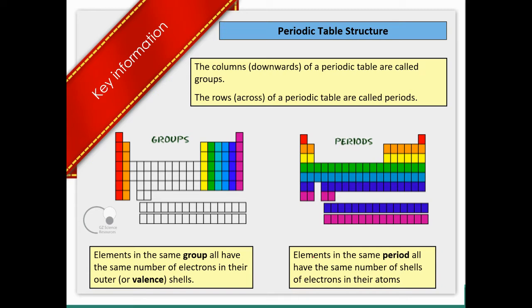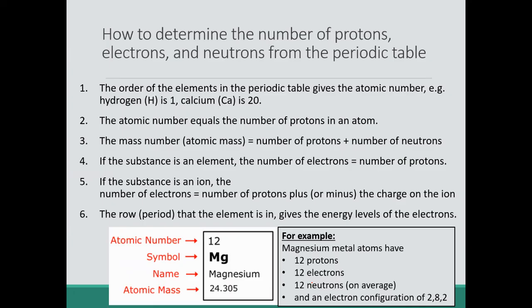So the periodic table is about 150 years old, and the columns, the up and down columns on the periodic table, are called groups. The rows, you can just call them rows and columns, but the rows are known as periods. Elements in the same group all have the same number of electrons in their valence shells. If they're in the same column, they have the same number of electrons on the outside. Elements in the same period or the same row have the same number of shells of electrons in their atoms. So we're going to look at that a bit further.